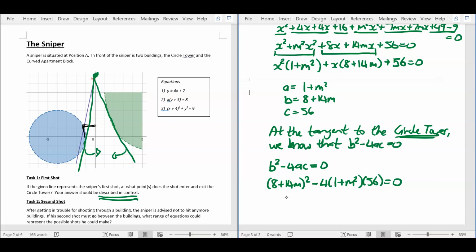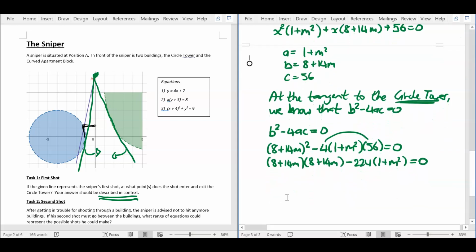We're now just going to expand everything, simplify as much as we can. So the 8 plus 14, that's going to be a double bracket, so make sure you write it out as one. And then we're going to do the 4 times the 56. That's going to be minus 224. And then it's going to be 1 plus m squared. That there will be equal to 0.